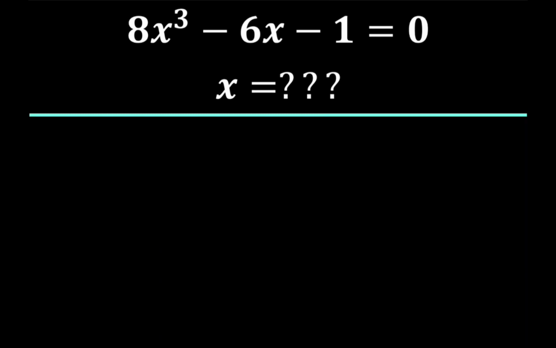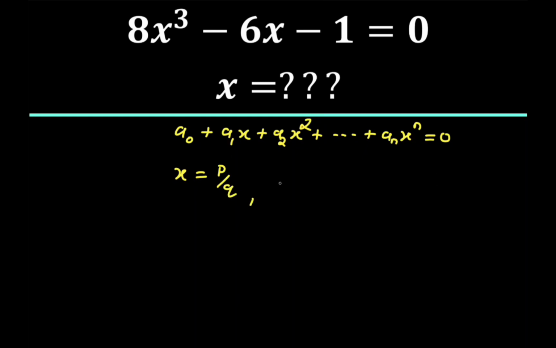But from the rational root theorem, we know that if the polynomial a0 + a1x + a2x^2 + ... up to an x^n = 0 has a rational root x = p/q, then p must divide a0 and q must divide an, which is the leading coefficient. In this case, 1 is equal to a0 and 8 is equal to an.